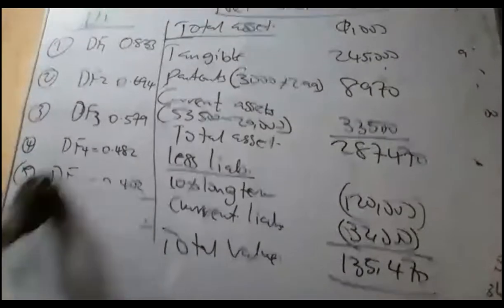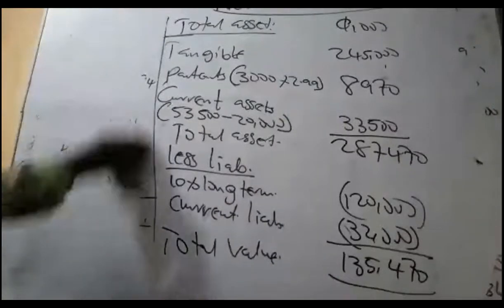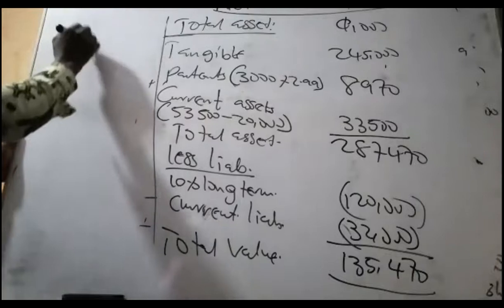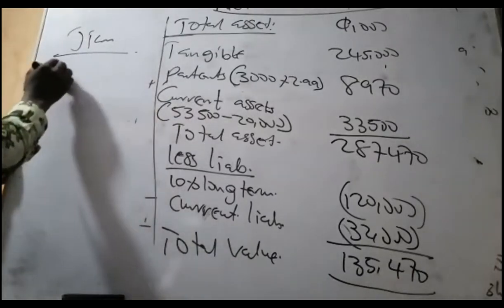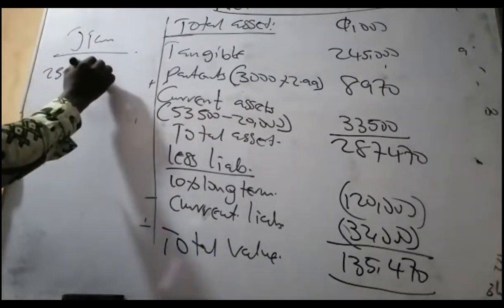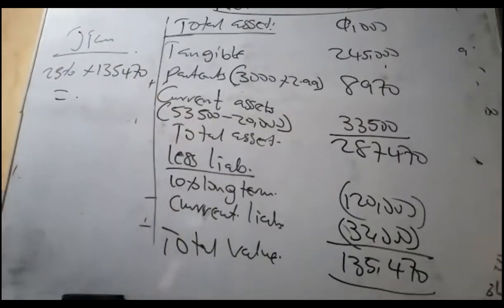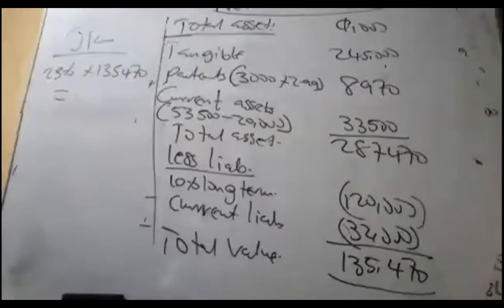So let's do that one here. Take 25% of 135,470. Answer. We are done. Now let's quickly move on to the next one.